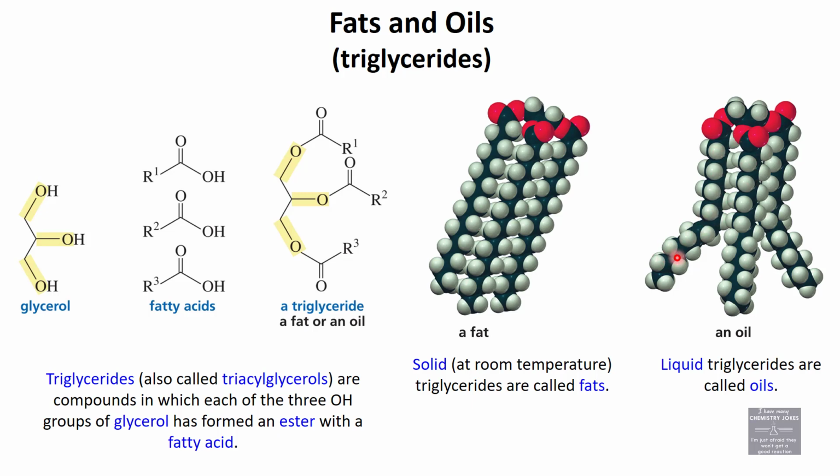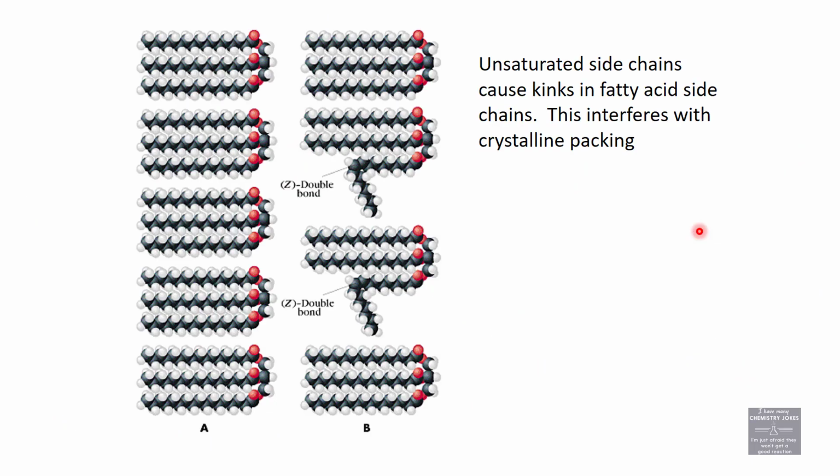Anything that has kinks in it is likely to be liquid at room temperature because those kinks disrupt the stacking. Figure coming in a second. Those kinks disrupt the stacking of the molecules, leading them to not have such strong intermolecular forces, leading to them being a liquid at room temperature, also known as an oil.